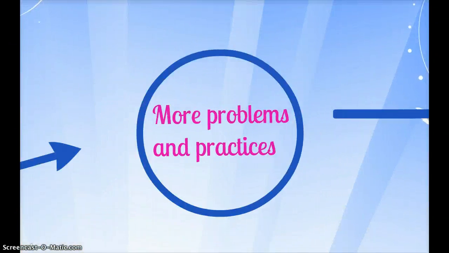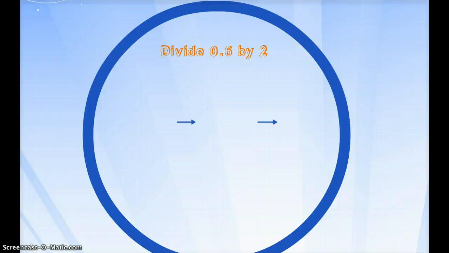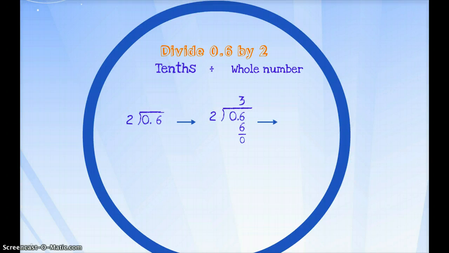Alright, let's do some more practice real quick. So 0.6 divided by 2. Ignore your decimal, divide it normally, and then move the decimal up. So the answer is 0.3.